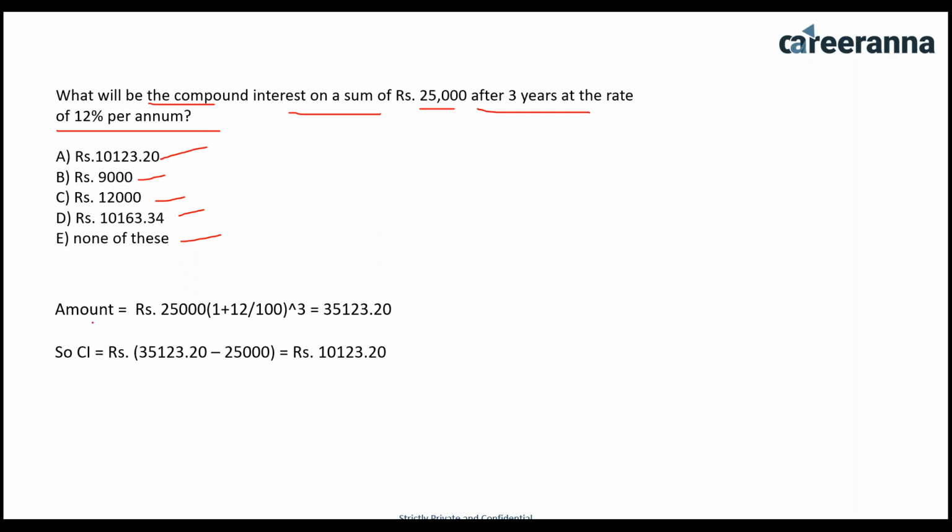Good. So the question says, what would be the compound interest on a sum of 25,000 after 3 years at a rate of 12% per annum? Very easy to understand. There was a formula I told you: amount equals P multiplied by (1 plus R by 100) to the power T, and you have to solve it. So the amount for this would be 35,000 something. Someone who got 30K something, you have solved it for amount. Now you have to find the interest, so you have to subtract the principal from the amount. If you subtract the principal from the amount, it would be 10123.20. Very easy question, guys.